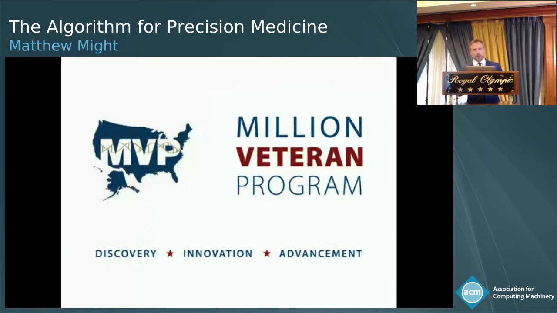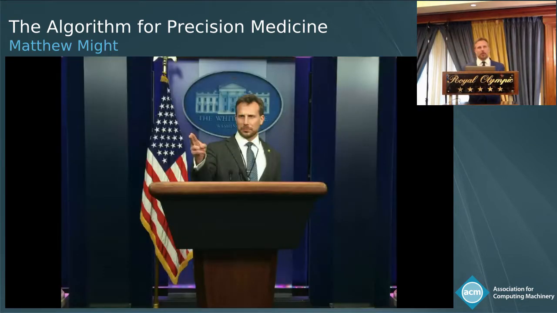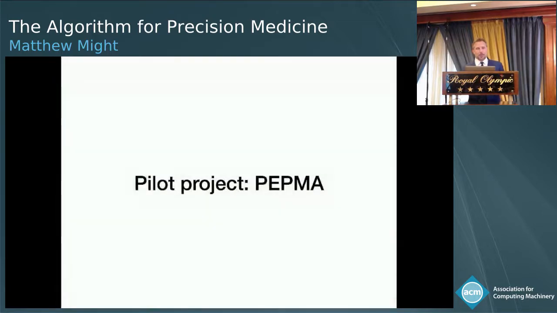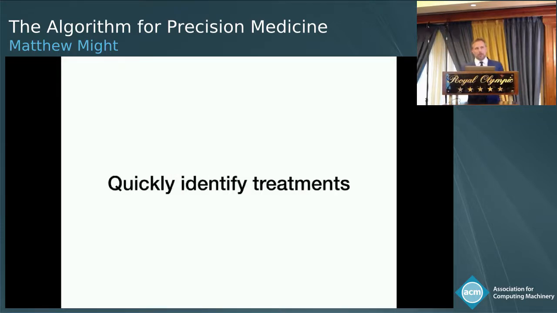I did a lot of work on the Million Veterans Program, which is a sister program that had already enrolled 500,000. I launched a small initiative within the Precision Medicine Initiative called PEPMA, the Patient Empowered Precision Medicine Alliance. The whole goal was to repeat, as a proof of principle, everything I had just done with Bertrand, but for other disorders. We wanted to do this within 12 months, because that was all the time Obama had left in office.